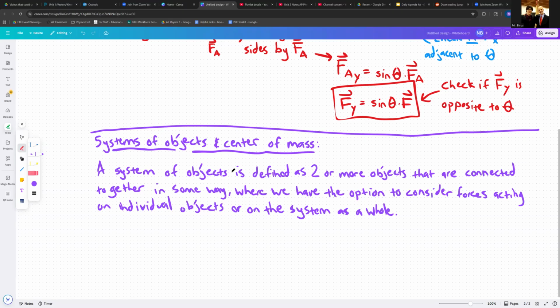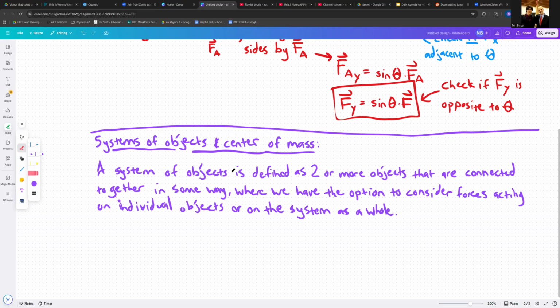That's the idea behind a system, and we're not going to get super complicated with this. We're not going to be doing too much with vehicles and a bunch of stuff inside them. We'll have fairly simple systems with two, maybe three objects connected in some way. We could consider the forces acting on one individual object, or we could treat all these objects together as one combined object or system, and look at the forces acting on that entire system. Okay, so that's the basic idea of a system of objects.